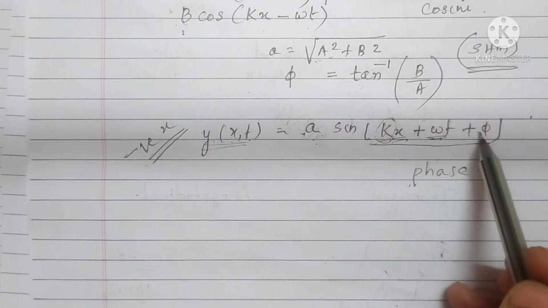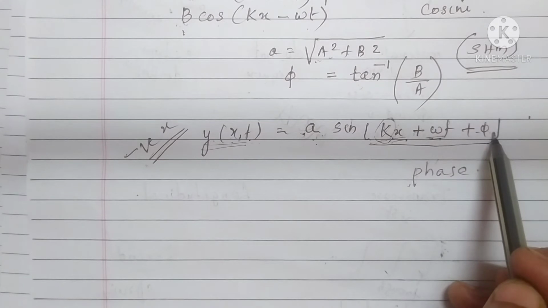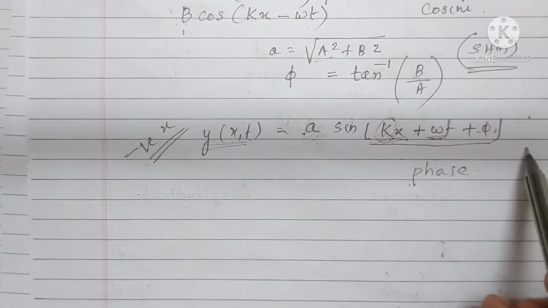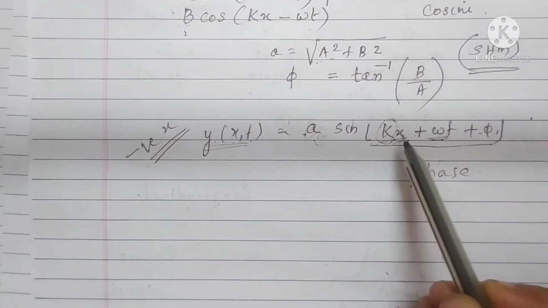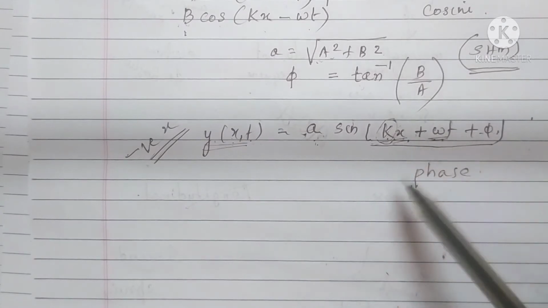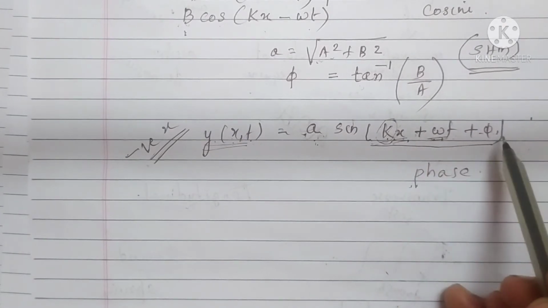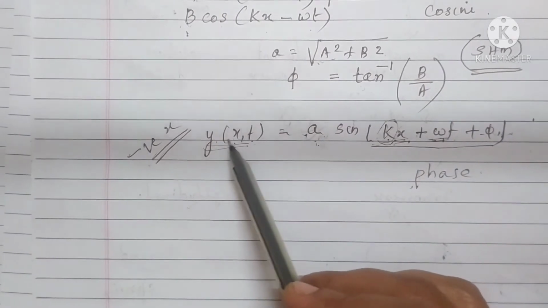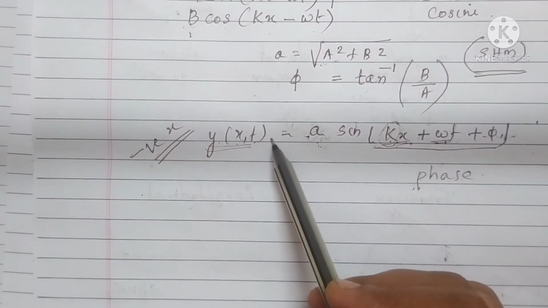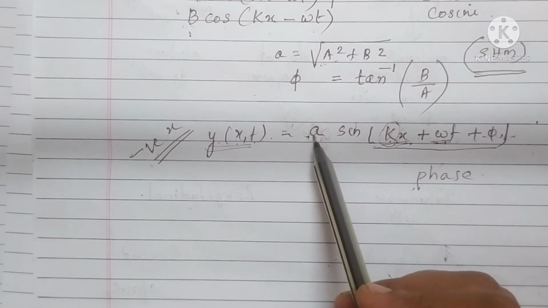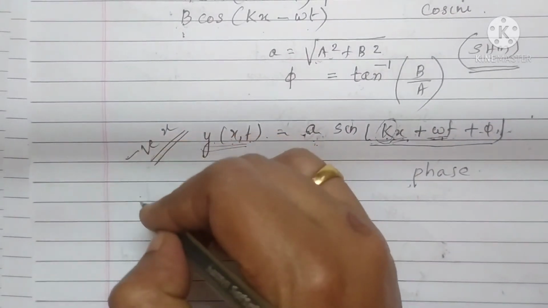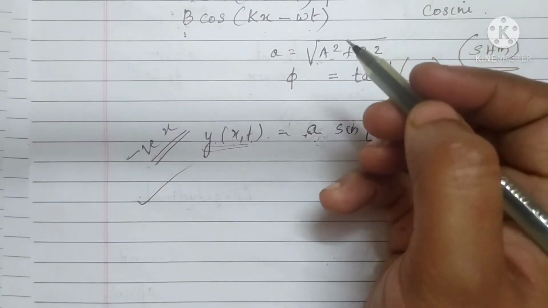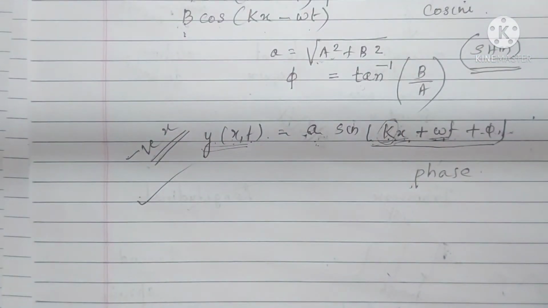Understood? Now φ is the phase constant at x = 0, t = 0. So just understand the terms. A is the amplitude, x is the position, k is the angular wave number, ω is the angular frequency, t is time, and φ is the phase constant at x = 0, t = 0. Then y(x,t) is the displacement of the vibrating element, and A is the amplitude. So this is the displacement relation for a progressive wave.